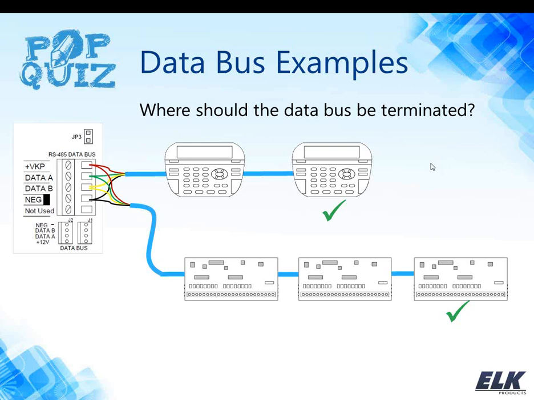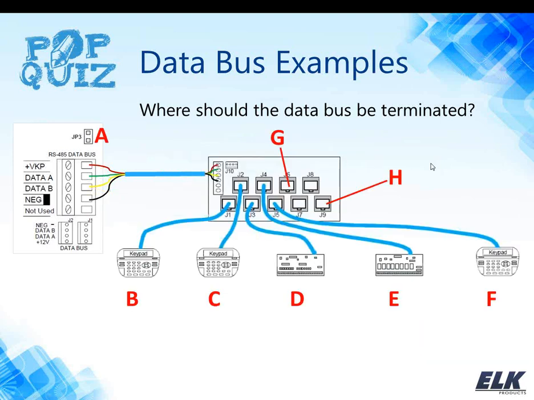Let's go over a few hub examples. So we'll start with this hub. This is the M1DBH hub. This is the one that takes the RJ45 termination. So let's see, where does the hub need to be terminated on this particular example? You see we have a number of devices going into the hub. Where's the termination going to occur on this one?